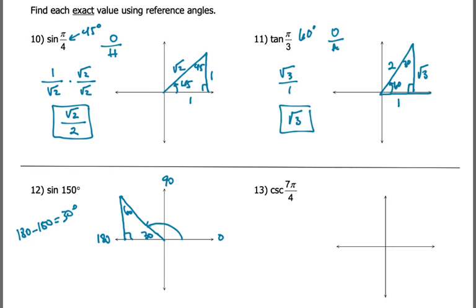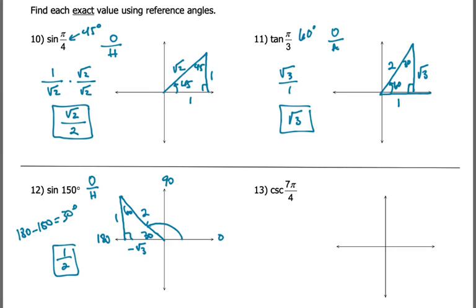So this is 60. So when we do our triangle, this is 1, this is square root of 3, and it's actually negative because that's where the x's are negative. And then that will be 2 for the hypotenuse. So when we do the sine, sine is opposite over hypotenuse, so it's going to be 1/2. All right, cosecant of 7 pi over 4.